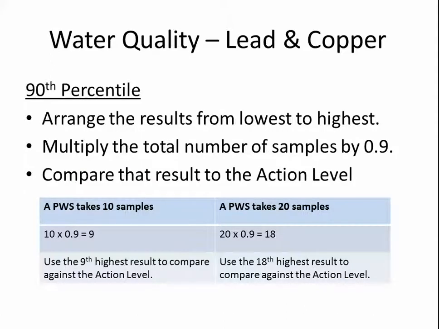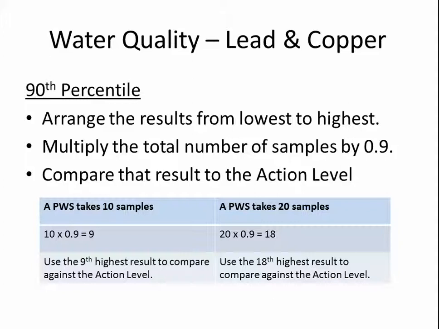So here's how you do the 90th percentile. You arrange the results from low to high, and then you multiply the total number of samples by 0.9. And then that number is the number that you compare to the action level. So for example, if a public water system takes 10 samples, you multiply 10 by 0.9, which gives you 9. So you look for the 9th highest. So the 9th highest will be the number that you compare against the action level.